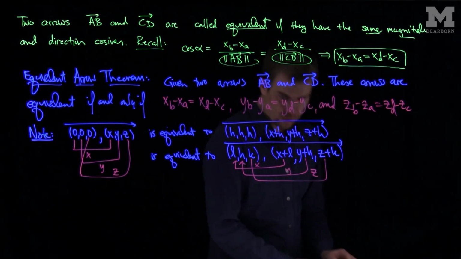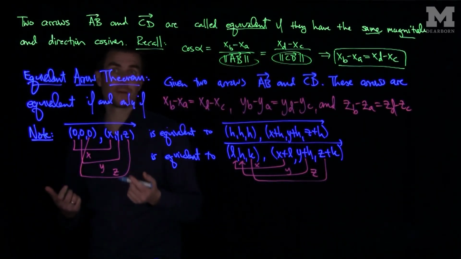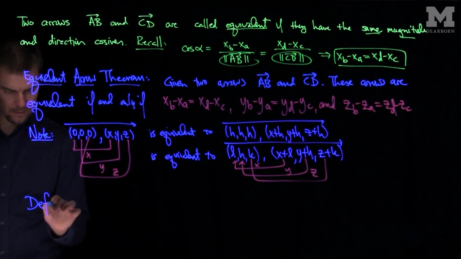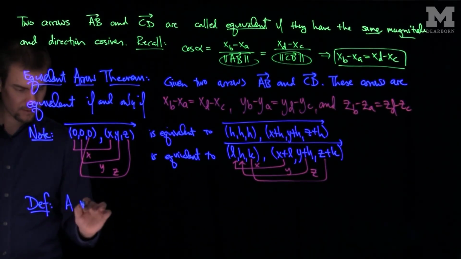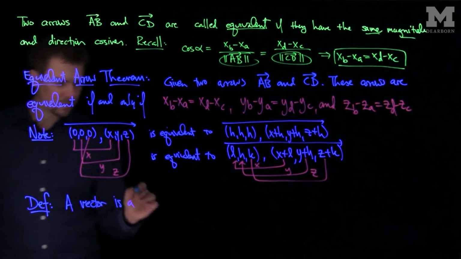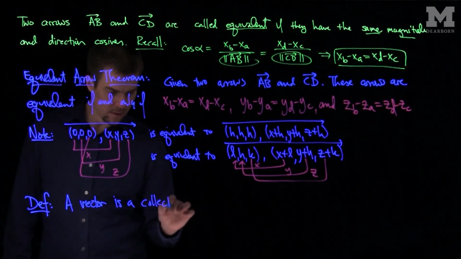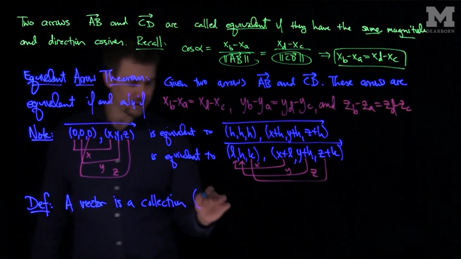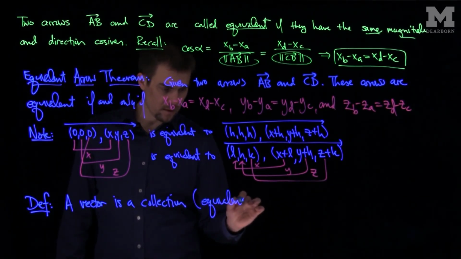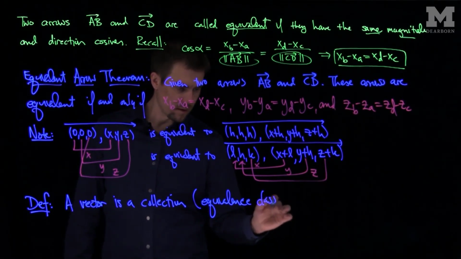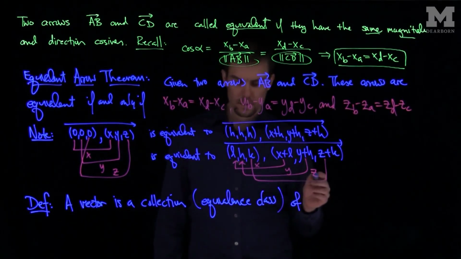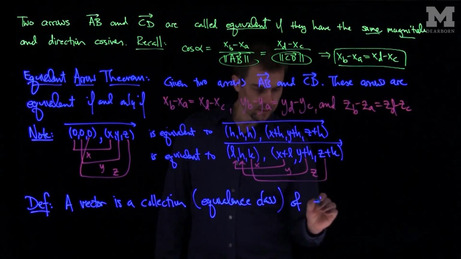Now, with this notion of equivalent arrows, we're able to define what vectors are. So, definition: a vector is a collection or equivalence class of equivalent arrows.